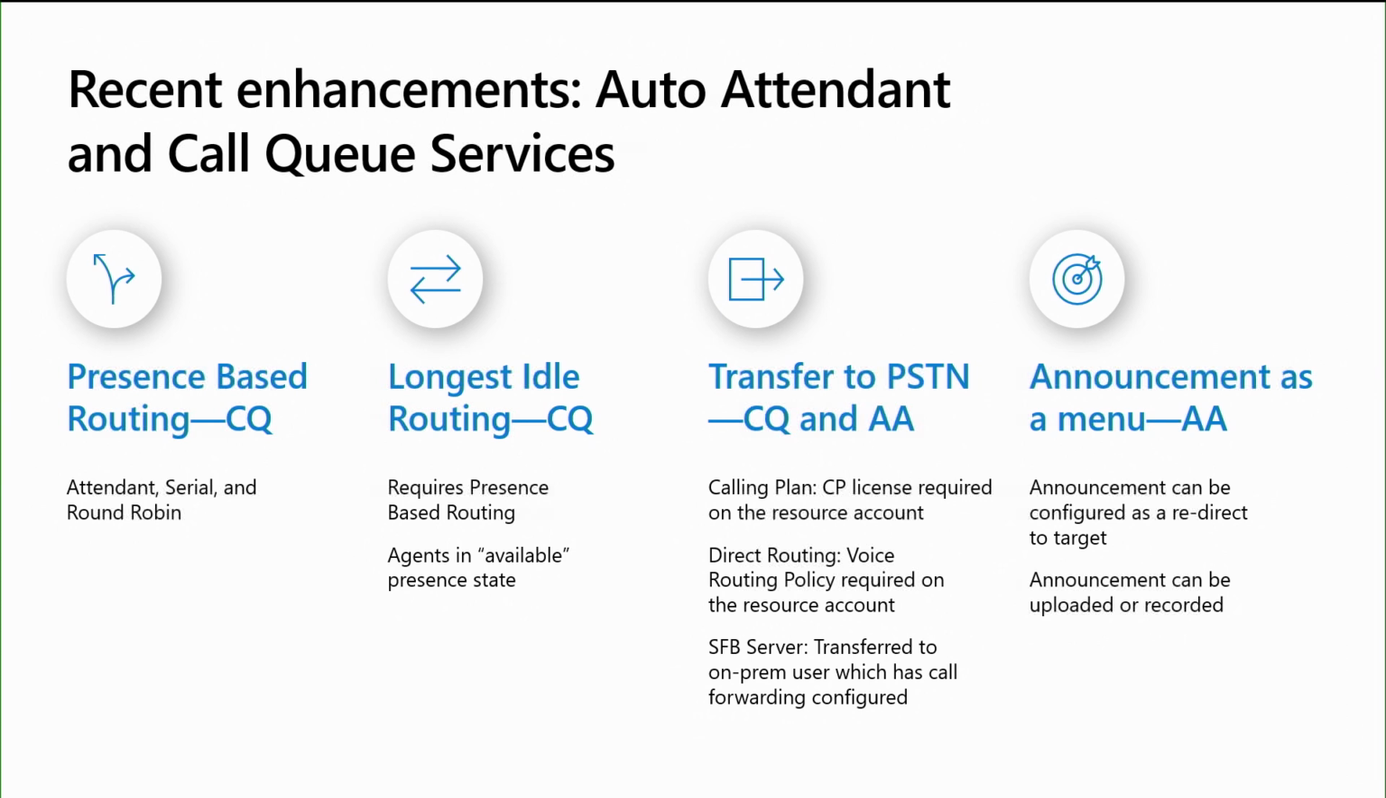In the case of calling plans, for instance, the assigning of a calling plan license to a user automatically routes calls from a given auto attendant's resource account, if it's licensed with this calling plan, to our calling plan PSTN infrastructure. Similarly, with direct routing, the resource account of either the auto attendant or call queue can be configured with an online voice routing policy to steer those calls to a specific direct routing trunk. And then finally, with Skype for Business Server, it's actually transferring that call to a user that's on-prem that has PSTN call forwarding configured on them.